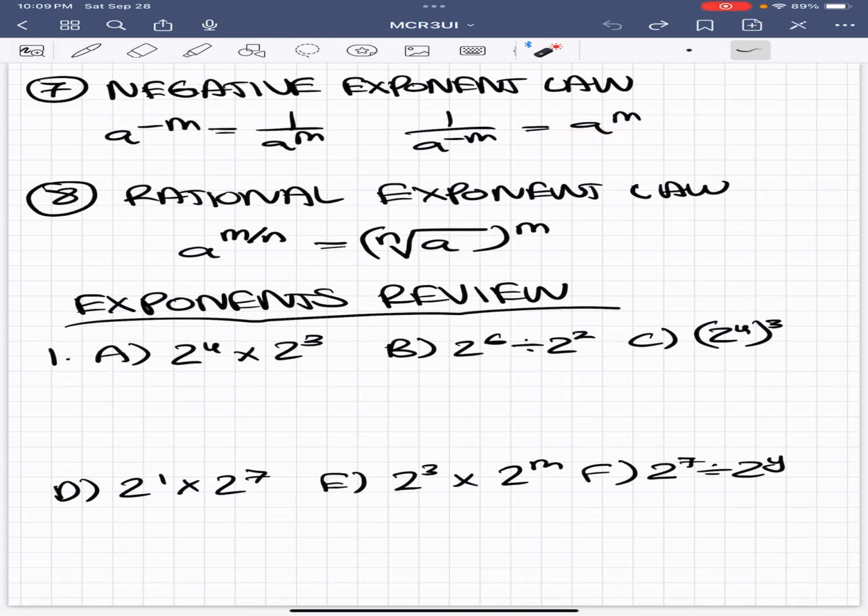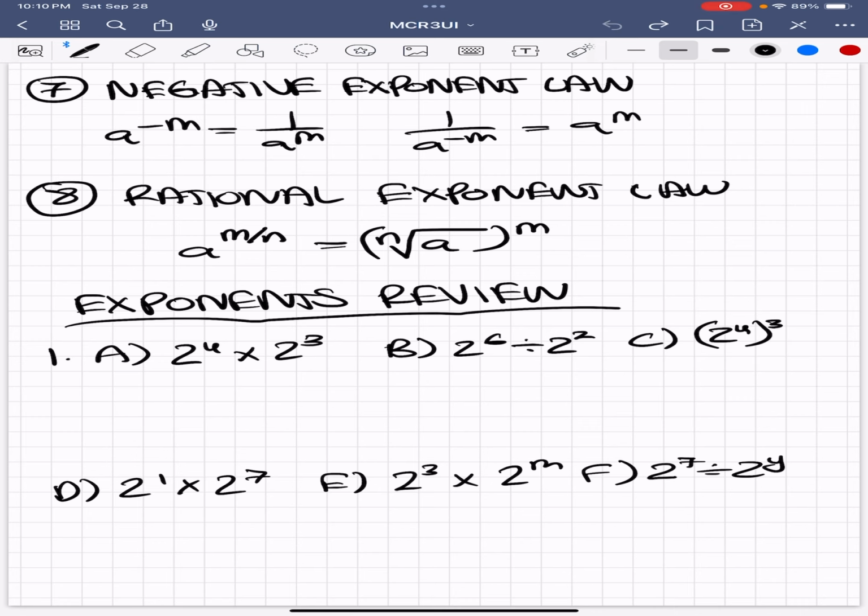We also have the rational exponent law. So if your exponent is a fraction, we're looking for the nth root of a, in brackets, to the exponent of m. Okay, going back to my pen.